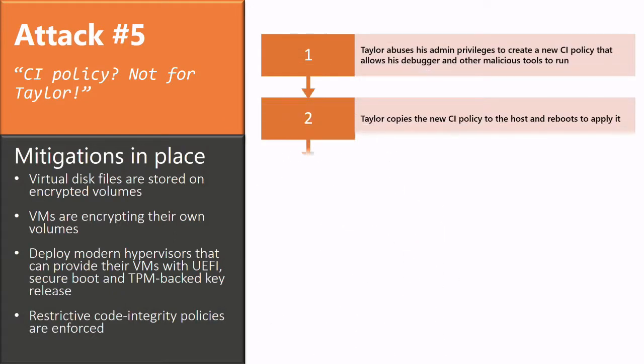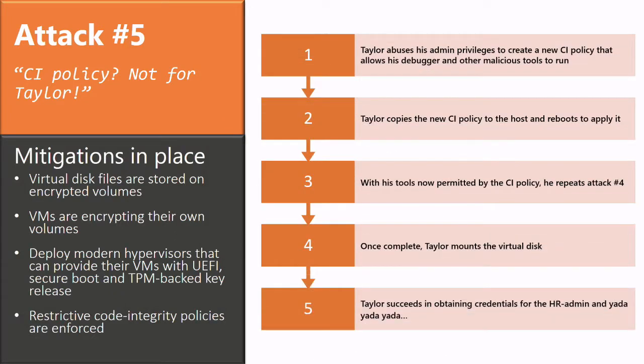We now have all of those mitigations in effect, and we're now going to see that Taylor recognizes a code integrity policy is in force, dislikes the fact that a code integrity policy is in force, and abuses his local admin privilege to remove the code integrity policy. So let's show you how that's done.